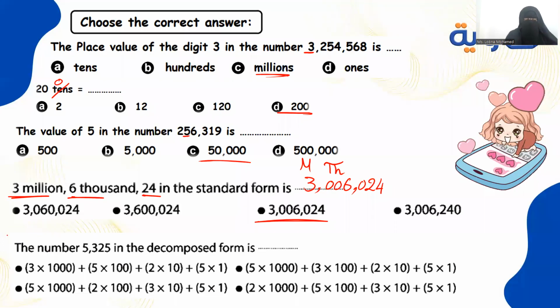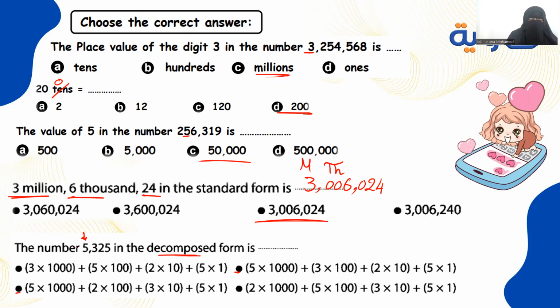Now let's move to the next question. He said to you the number 5,325 in the decomposed form. What about this one? Okay, it's like the expanded form. It's like it. We can start from here. 5 in which place here? It's in 1,000 place. So we can write it as 5 times 1,000. So let's search about your answer in the choices here. Okay, here we have 5 times 1,000 and here also we have 5 times 1,000. So let's see which one of them.